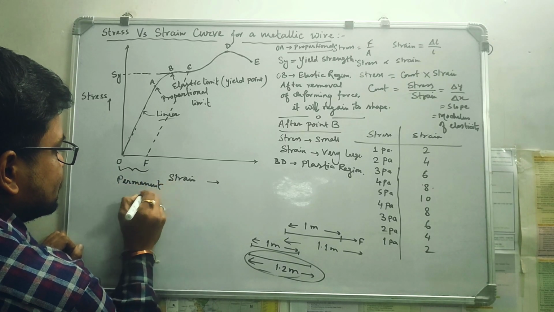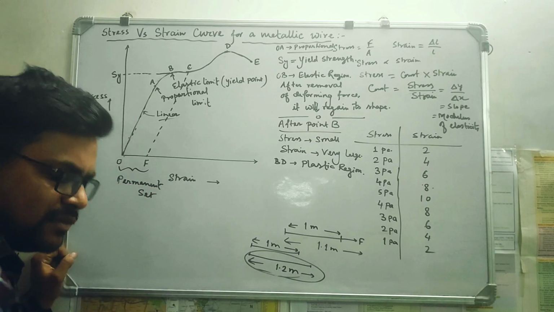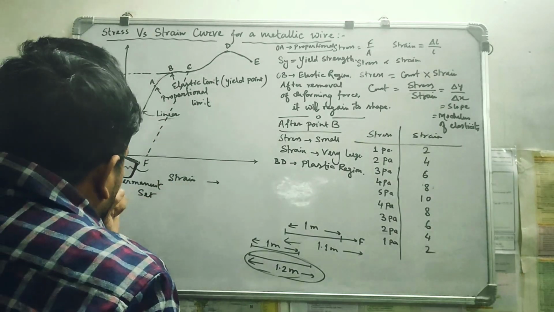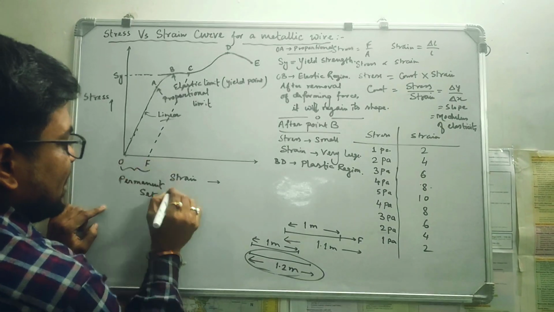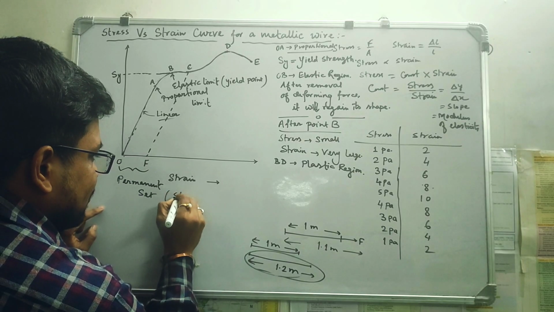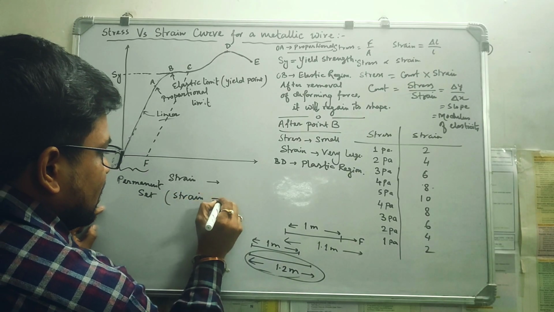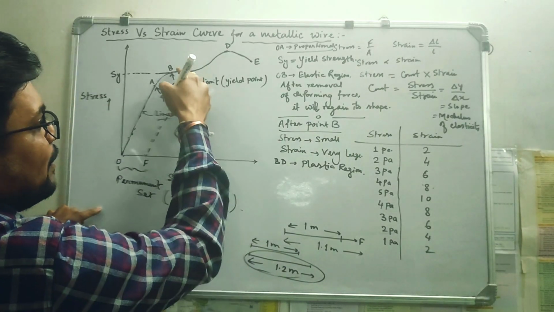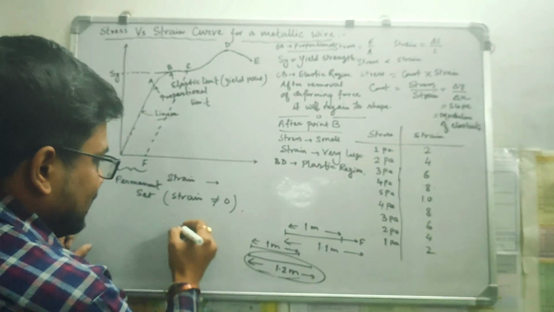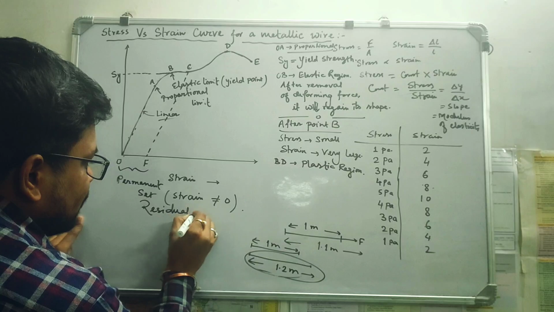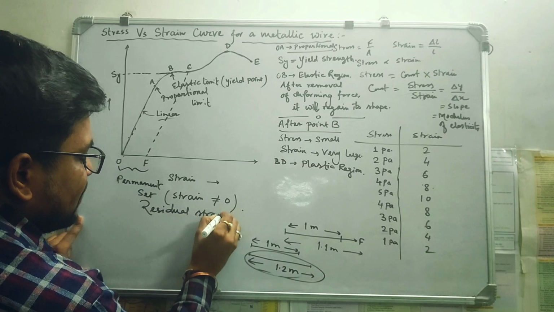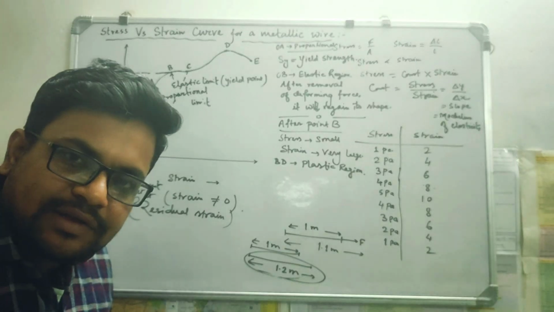Permanent set. This is known as permanent set. That means the strain is not zero after point B. That means there is a residual strain. There is a residual strain.